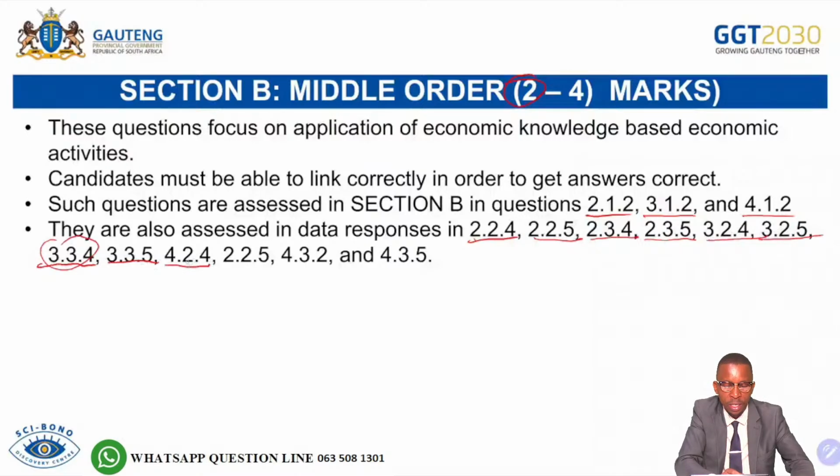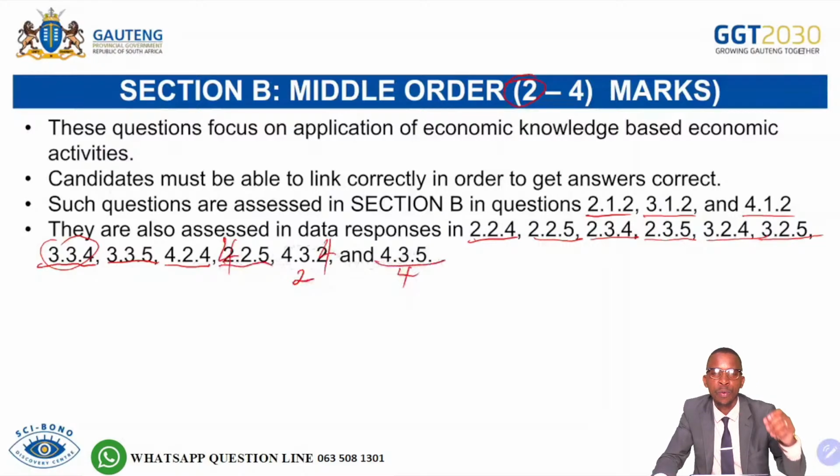4.2.4 is a what is it? It's 2 marks. 4.2.5 it's 4 marks. 4.3.4 and 4.3.5. Here is 2. Here is 4. Remember, the question will demand based on the mark allocation. If ever it is under maybe 4.2.4, you answer based on allocated marks, which is 2 marks.